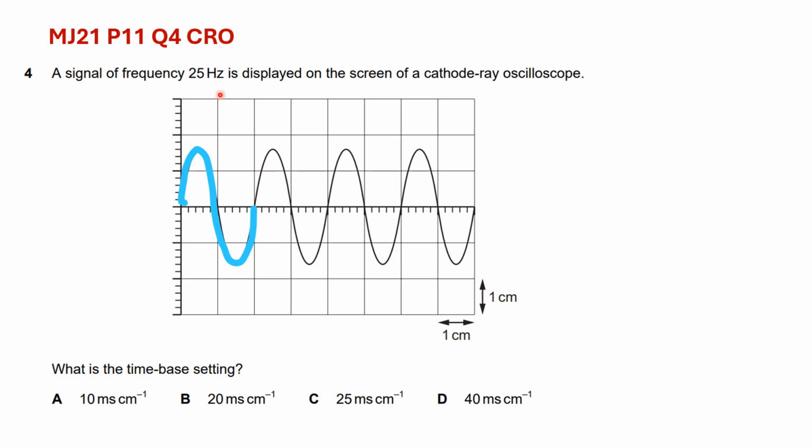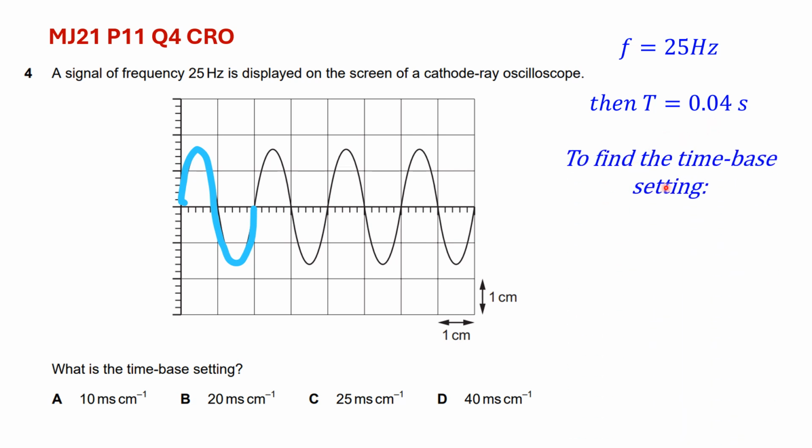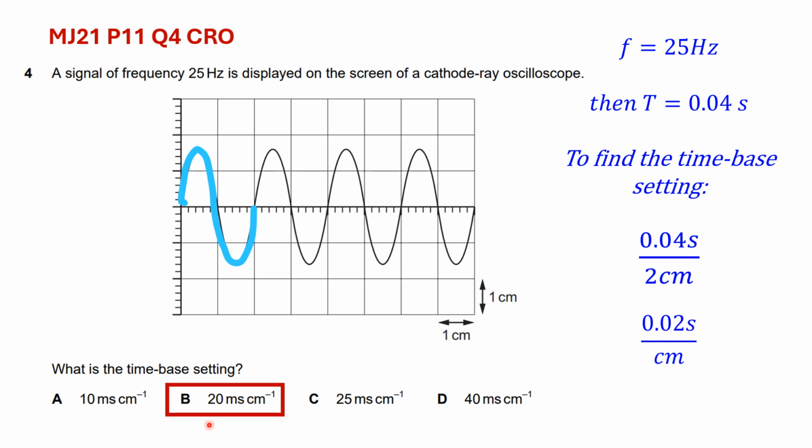But the frequency was provided. So what can we do with that? The frequency is 25 Hertz, which means the period is the inverse of the frequency, which is 0.04 seconds. So to find the time-based setting, we need to divide 0.04 seconds by 2 centimeters. So we have 0.02 seconds per centimeter, which is the same as option B.